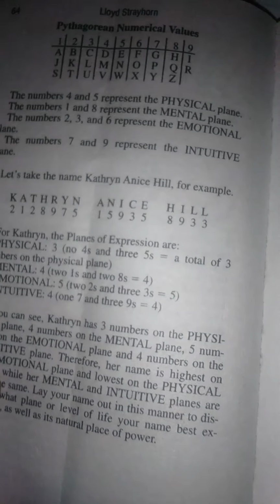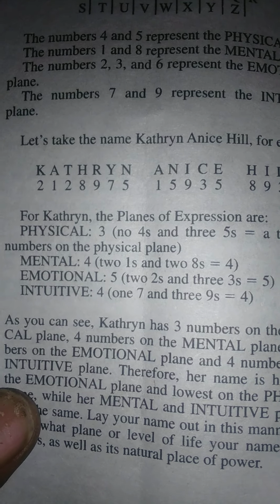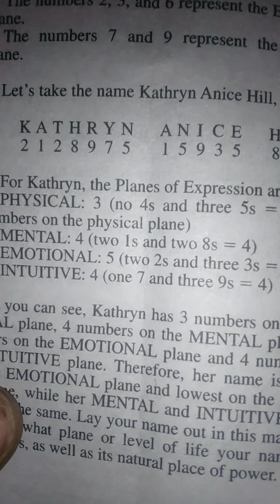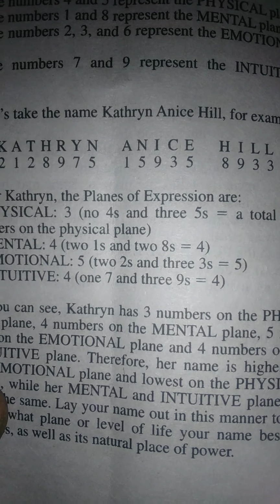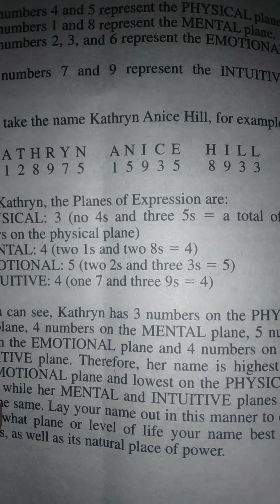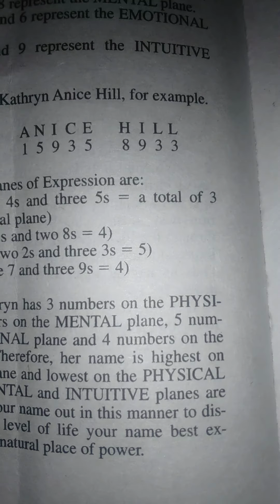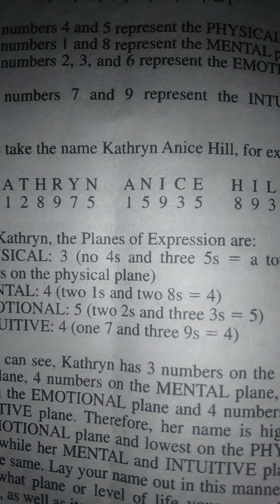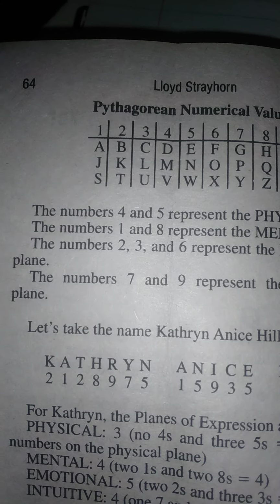Now, for example, this lady right here, the name in here ended up being Catherine Anise Hill. Expressions: 3 number 4s and 3 number 5s equal a total of 3 numbers in the physical plane. Now, if she had 3 number 4s and 3 number 5s, and go up here and see number 4 and number 5 represent the physical plane.